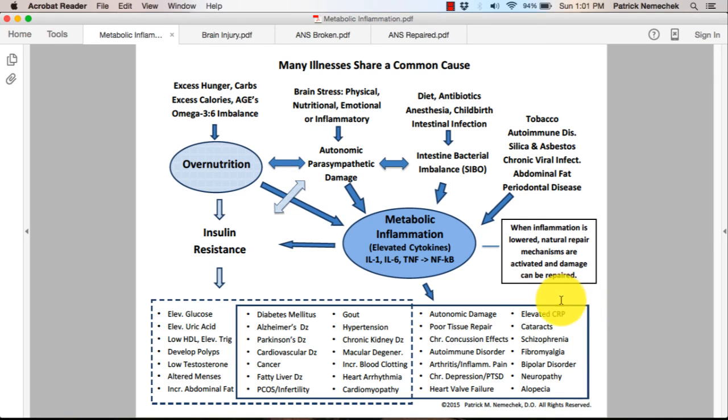My focus in my practice is to do everything I can to deal with these top level issues, make those go away, so in turn we reduce metabolic inflammation, and as a consequence of that we see marked improvement in the vast majority of all these conditions, with many of them actually going into complete remission.